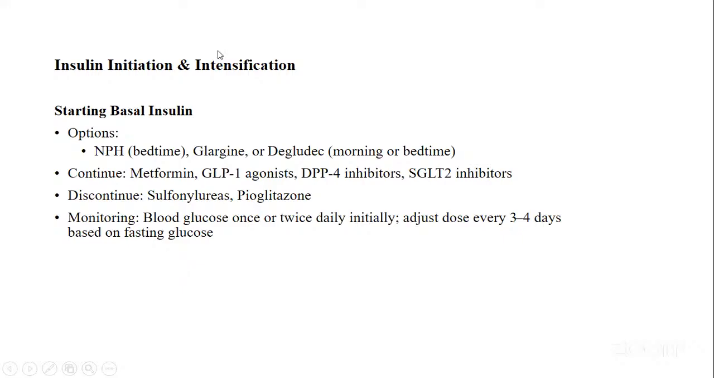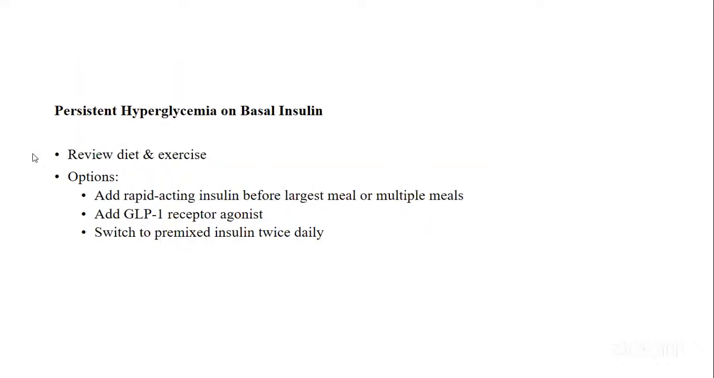The other is pioglitazone. Pioglitazone also has a risk of weight gain, and also there is a decreased benefit compared with other combinations. So we have to monitor blood glucose once or twice daily initially when the patient uses insulin, and we can adjust the dose every 3 to 4 days based on fasting glucose. And when the patient has persistent hyperglycemia on basal insulin, we have to review diet and exercise. Our next option will be adding rapid-acting insulin before the largest meal or multiple meals.